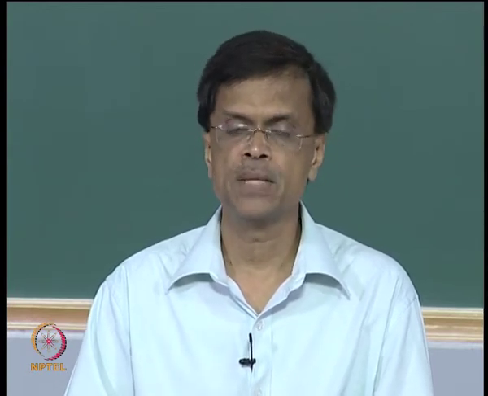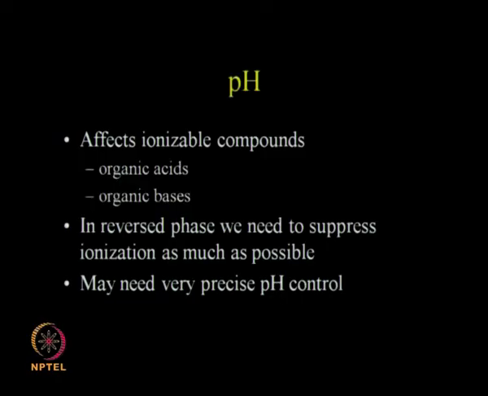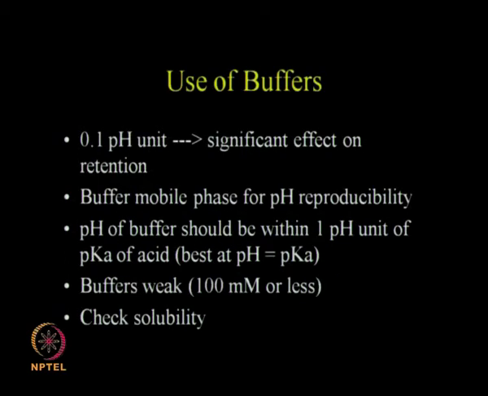Once you do that, the hydrophobic nature of the stationary phase comes into the picture and the separation of relatively different polar compounds is enhanced. So we need very good pH control if you are looking at ionizable compounds like organic acids, bases and all that. We can use buffers to control it; a 0.1 pH unit change has a significant effect on retention, so such a small amount will definitely affect your retention. So we need to buffer the mobile phase for pH reproducibility.